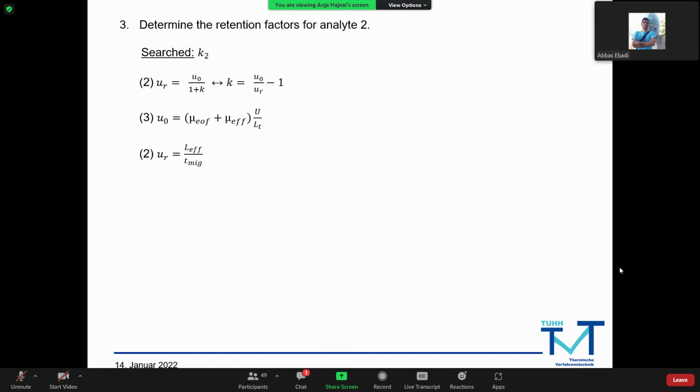Can you please go to the former page? I lost some lines. Okay, then I go for a minute to the previous page.